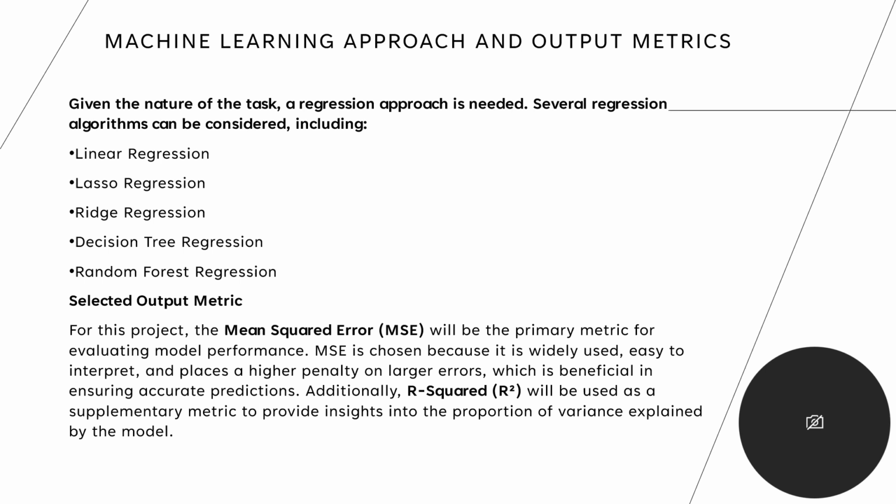In this slide, we are discussing the possible machine learning approaches and the output metrics. Given the nature of the task, a regression approach is needed. Classification does not suit this, so we are making use of the regression approach. Several regression algorithms can be considered for solving this problem: linear regression, lasso regression, ridge regression, decision tree, random forest, any of these can be used. And the output metrics that can be chosen are mean squared error and R squared.